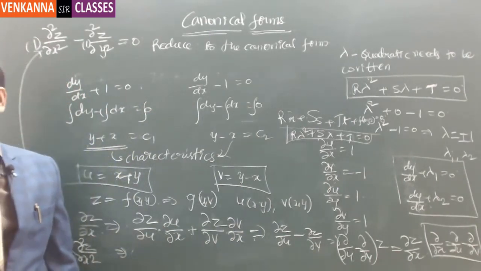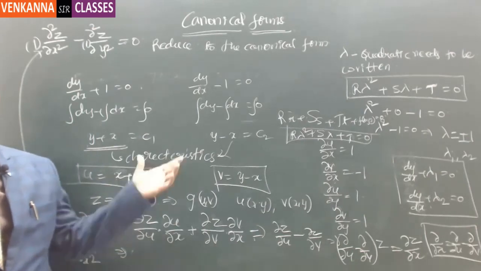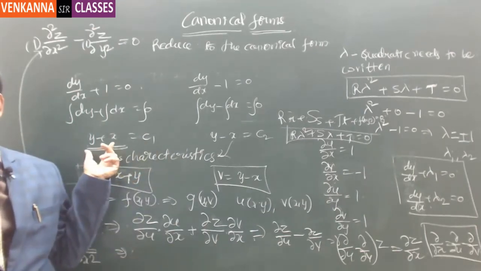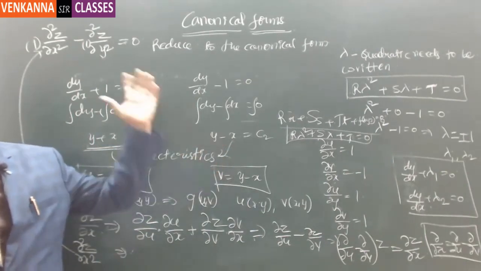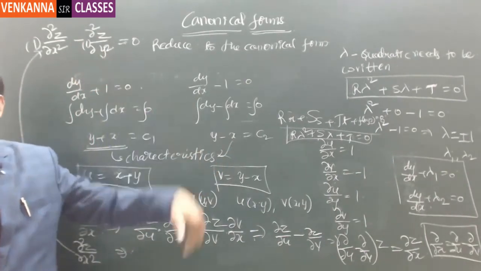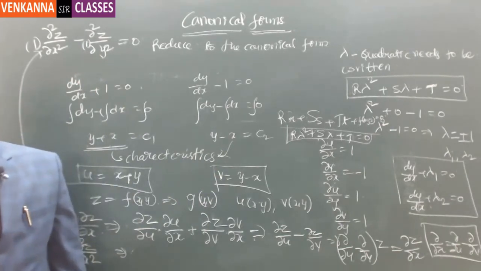Now actually we are bringing that into the canonical format by expressing in terms of a variable called u, which is equal to y plus x, and a variable called v, which is equal to y minus x. So this differential equation needs to be converted in terms of u and v. Understood, Deepak?